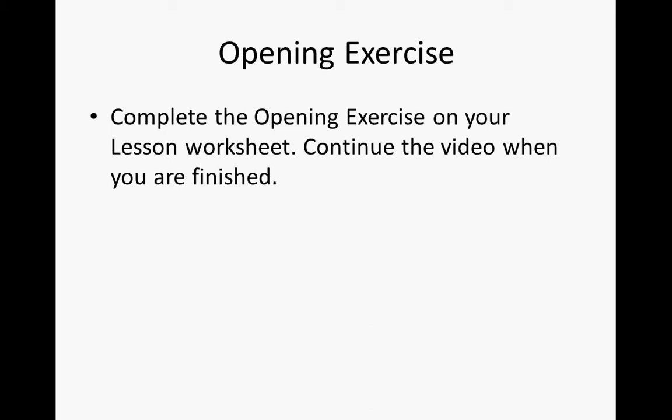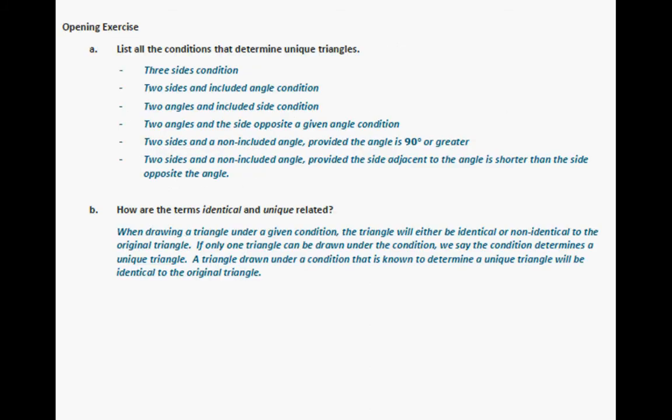Alright, you should be done with the opening exercise. So list all the conditions that determine unique triangles. You're going to need this for the rest of the lesson, so it's important that you have these written down. Make sure you have all 6 of them written down, because this kind of summarizes what we've done over the last several lessons. And then to answer the question, how are the terms identical and unique related?